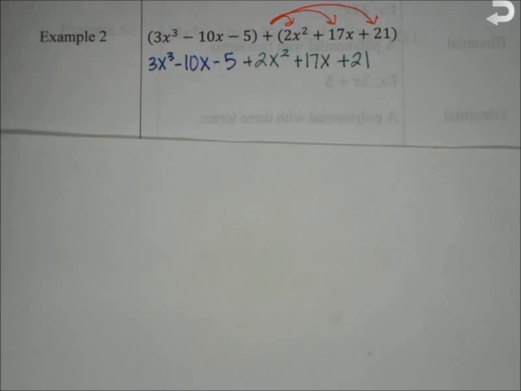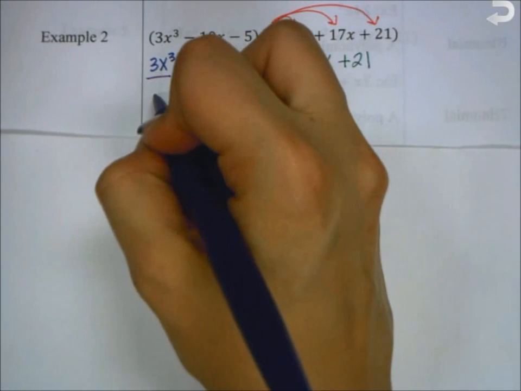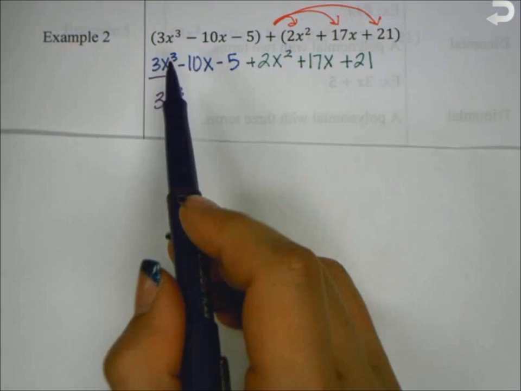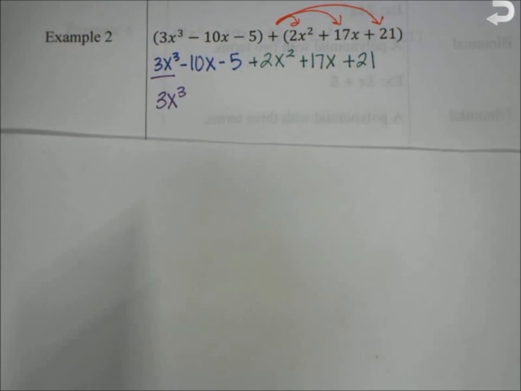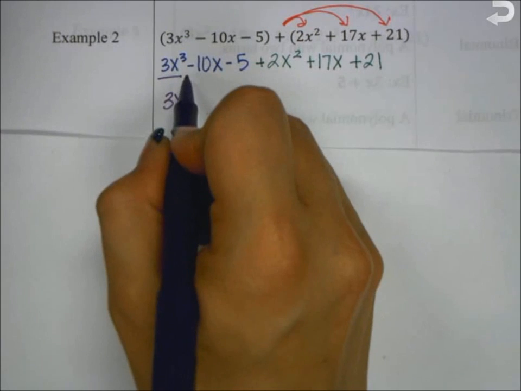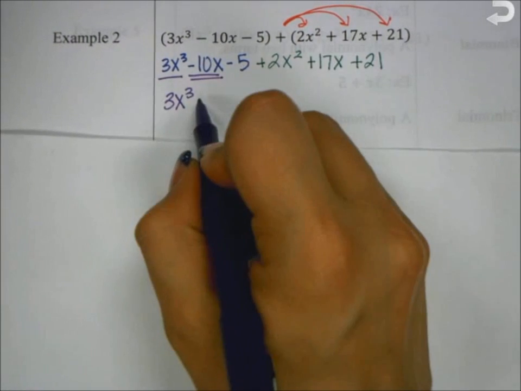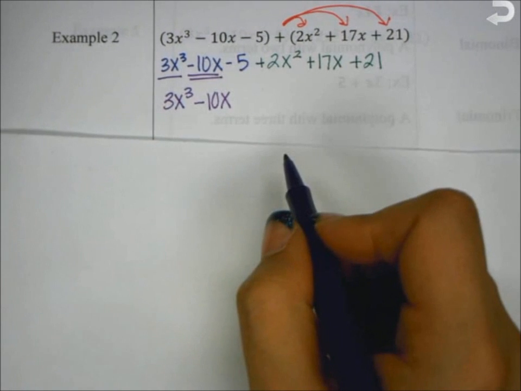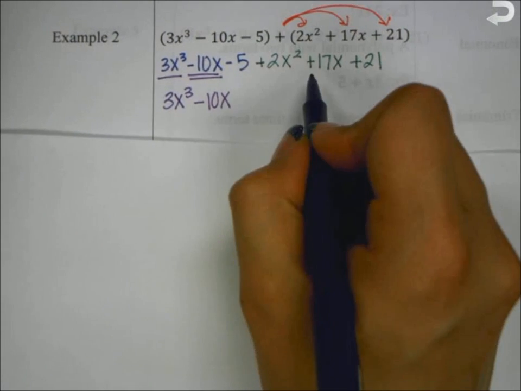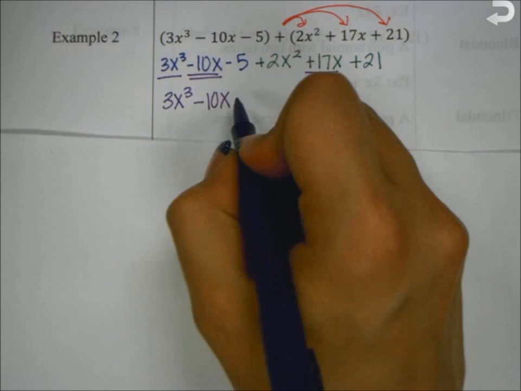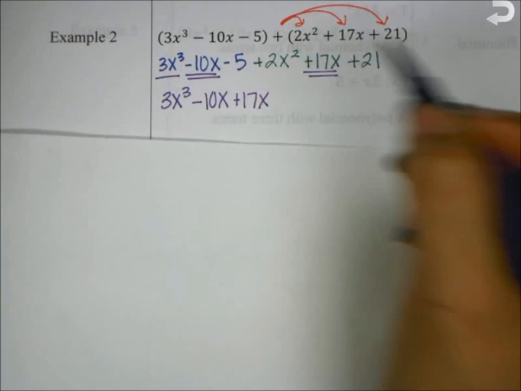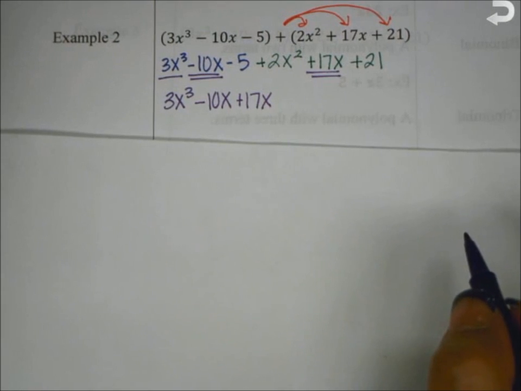So let's group our like terms. I have 3x to the third. Are there any other x to the thirds? No. I also have minus 10x. Are there any other x's? Yeah, plus 17x. So we're going to put those next to each other. So we're grouping our like terms right now. I have minus 5. What's the like term for minus 5? Positive 21. So plus 21.